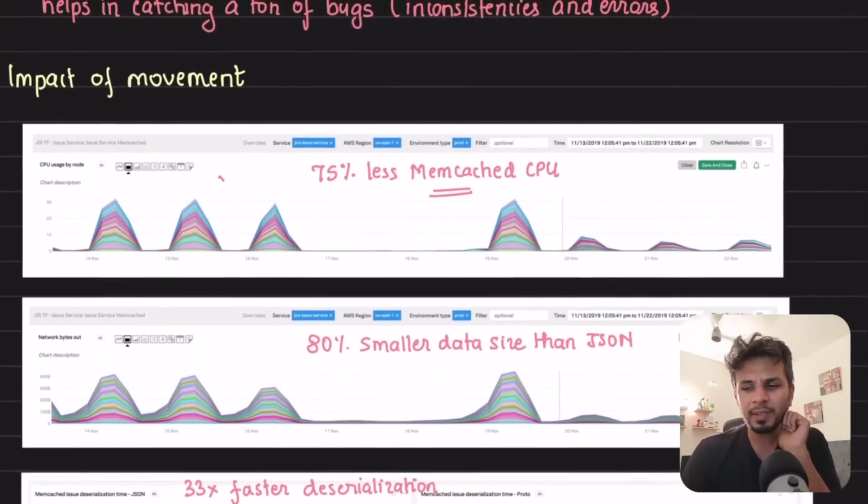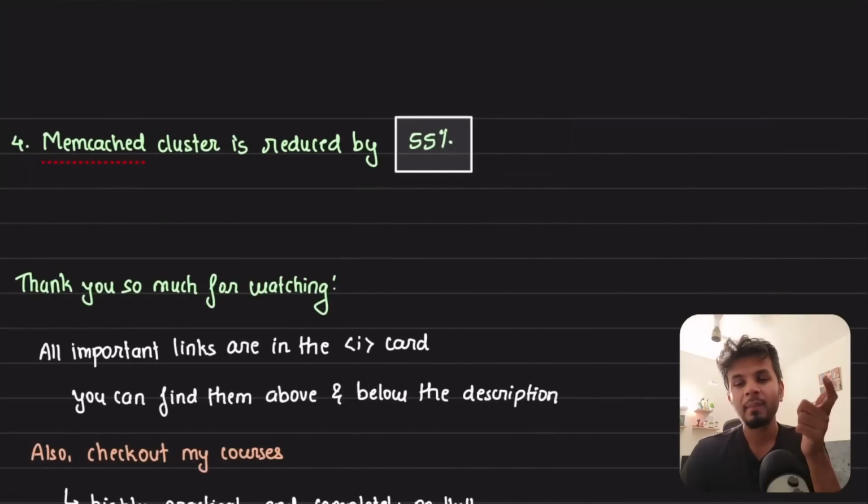But you would say, hey Arpit, if Memcache CPU is reduced, doesn't it also help in cost optimization? It actually does. By doing this, Atlassian could reduce their Memcache cluster by 55%, which means 55% of cost saved just by moving from JSON to Protobuf on their Memcache cluster. That's a pretty decent save, right?